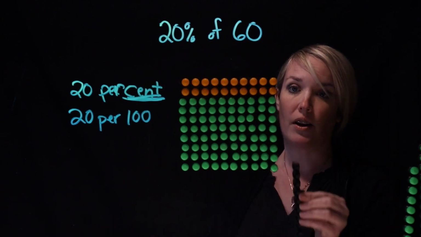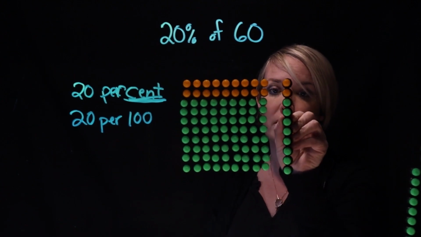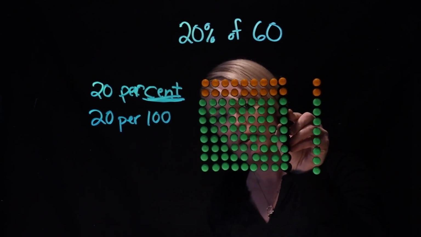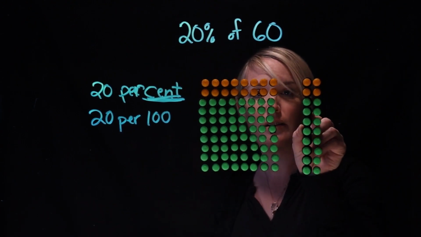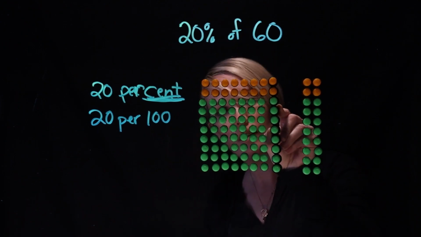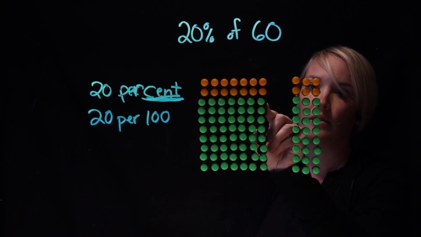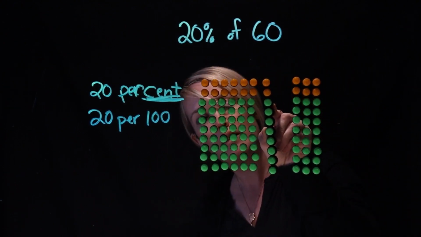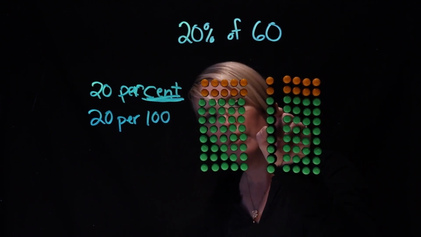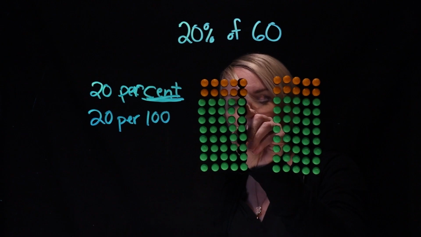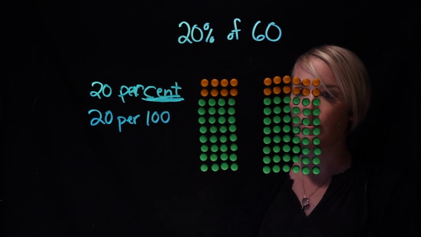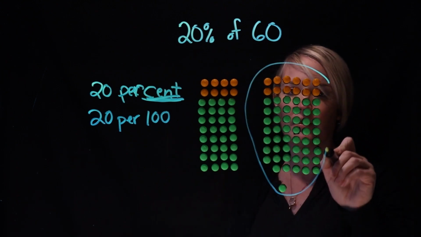So he said, that's fine, I'll just actually look at 60 of them. So here's 10, then 20, 30, 40, 50, and 60. So this is 60.